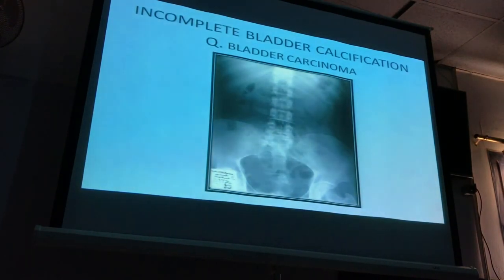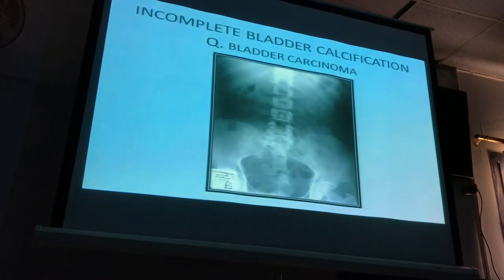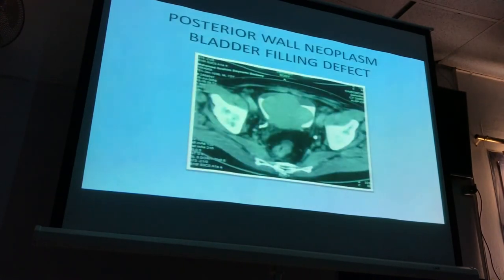This is a plain X-ray showing bladder wall calcification, but it is incomplete, most probably bladder carcinoma. لكن دي ما تهمناش قوي.